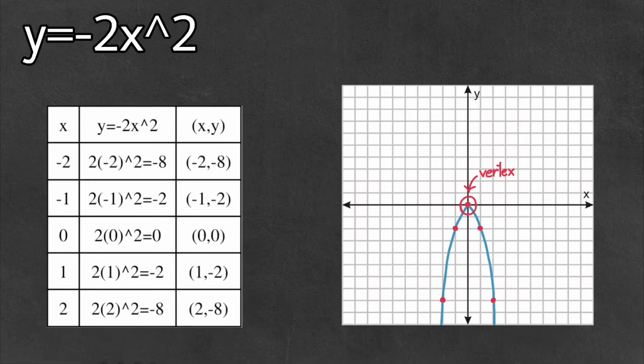We can identify whether it is a maximum or minimum by whether the parabola opens upwards or downwards. If the parabola opens upwards, it is the minimum, or the lowest point of the parabola. If the parabola opens downwards, it is the maximum, or the highest point of the parabola. In this case, the parabola has a maximum.